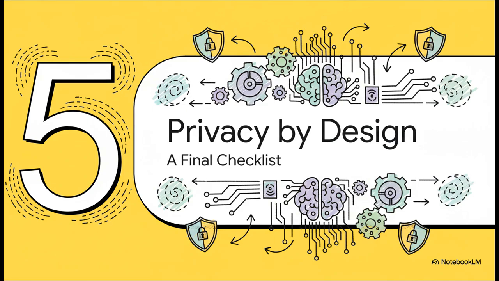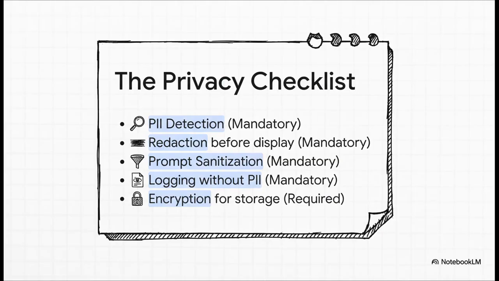So, how do we pull all of this together? Look, it's not about a single tool or a single policy. It's about adopting a core philosophy: privacy by design. It's about building responsible, trustworthy AI from the ground up. And to make it really practical, here's a checklist you can actually use. Just notice how many of these items are marked as mandatory: PII detection, redaction, sanitizing your prompts, encryption. These are the absolute table stakes for launching a trustworthy AI application today.